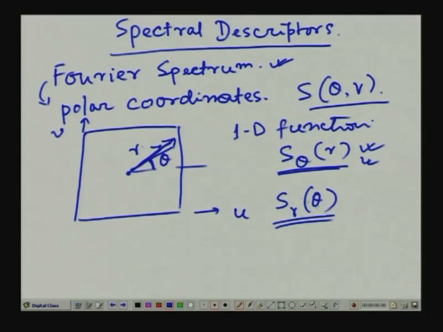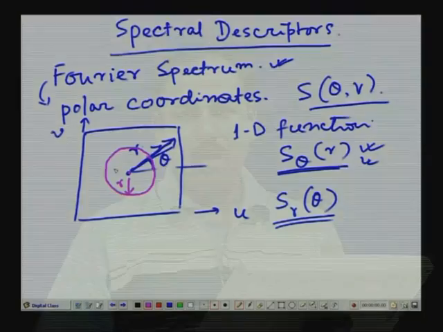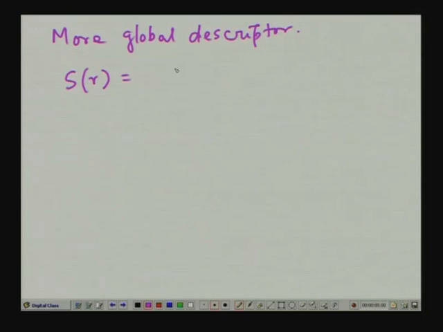Similarly, s r theta is for a particular value of r, and this indicates the behavior of the spectrum if I move along a circle of radius r centered at the origin. So, these are the two behaviors of the spectrum that can be obtained if I represent the Fourier spectrum in polar coordinates. And a more global descriptor can be obtained from these two functions, which are given as s r equal to the summation of s theta r, where you take the summation from theta equal to 0 to pi.